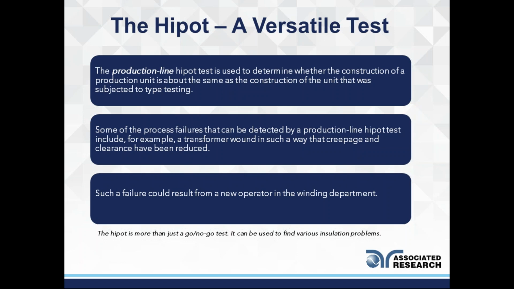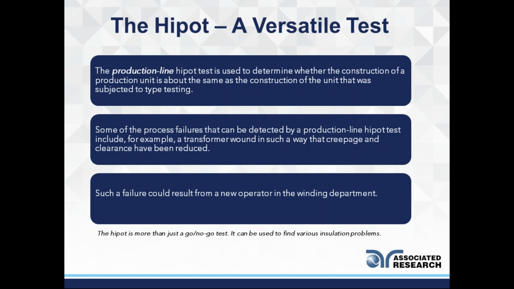type testing. So basically, again, the reason we have a production line Hipot test versus a type Hipot test is because, first of all, during the design phase, the type Hipot test gives the user good information on the design of the product, and in the end, on a fully manufactured product, a production line Hipot test gives us a good understanding of whether this fully assembled product will be safe for the end user to touch and use as normal. Some of the process failures can be detected by a production line Hipot test.